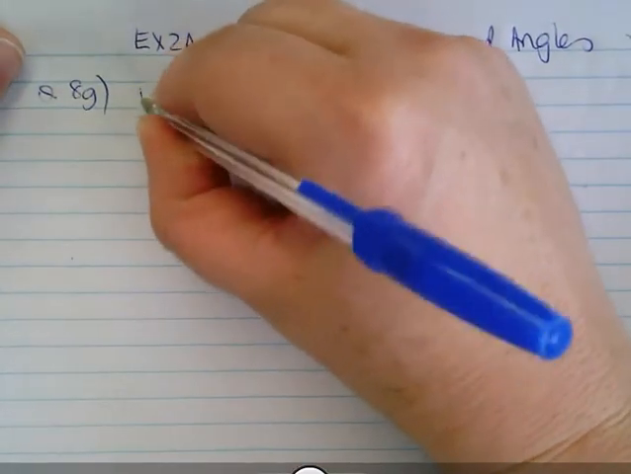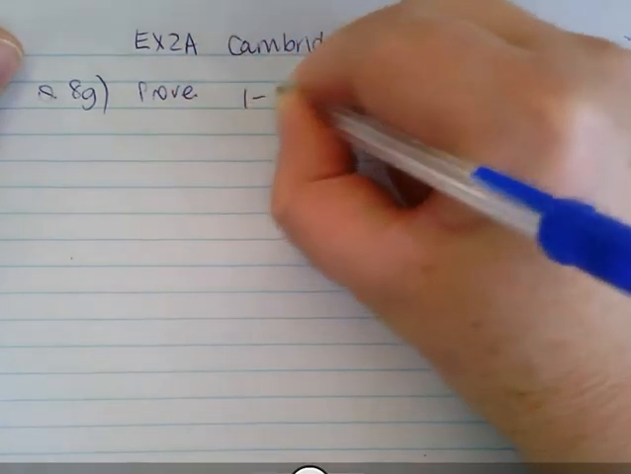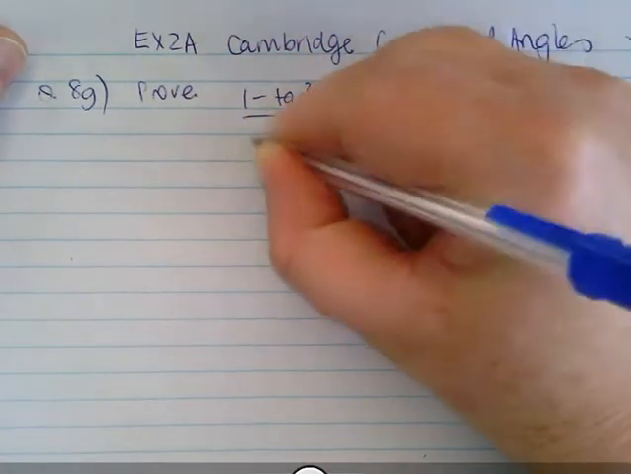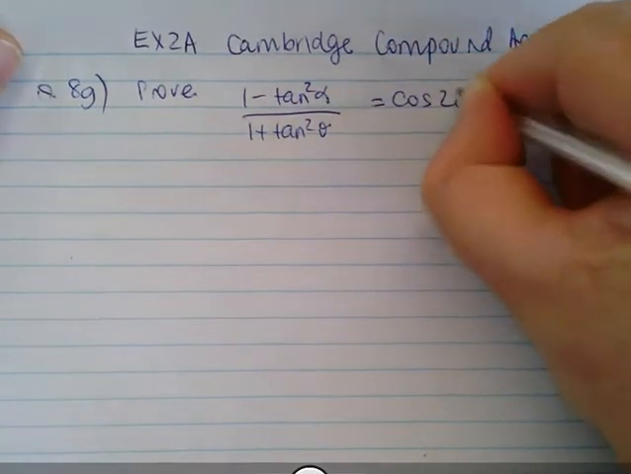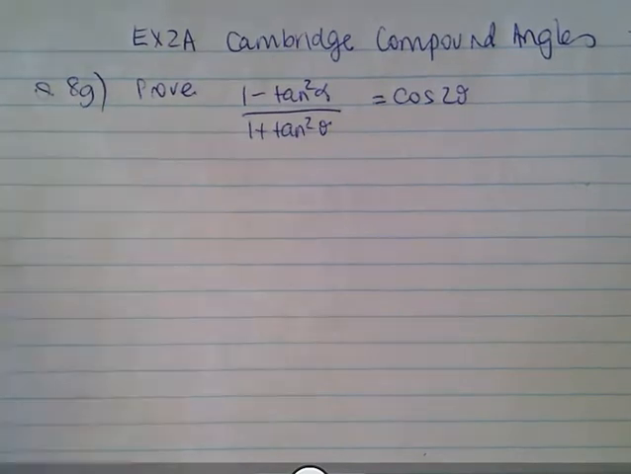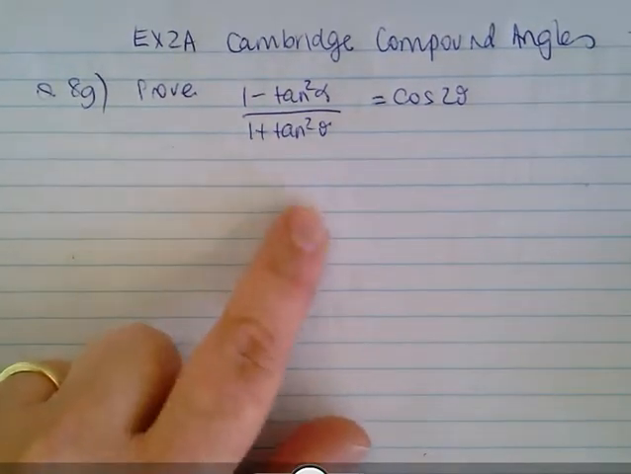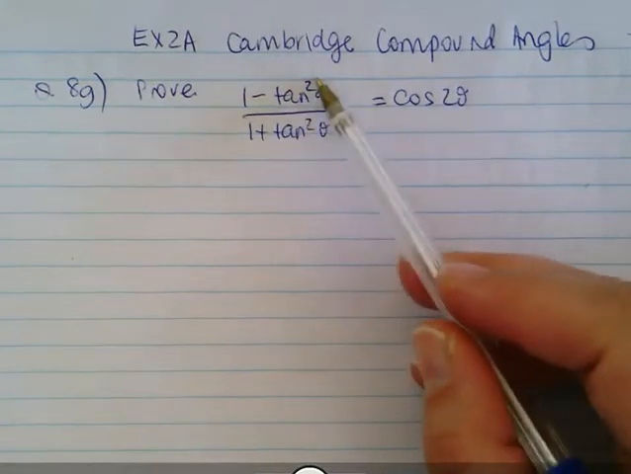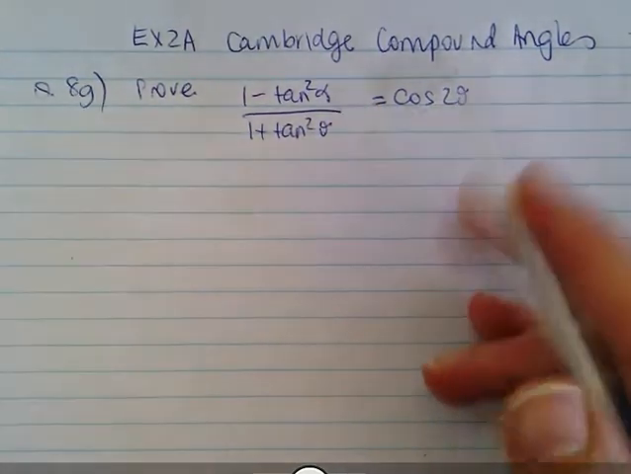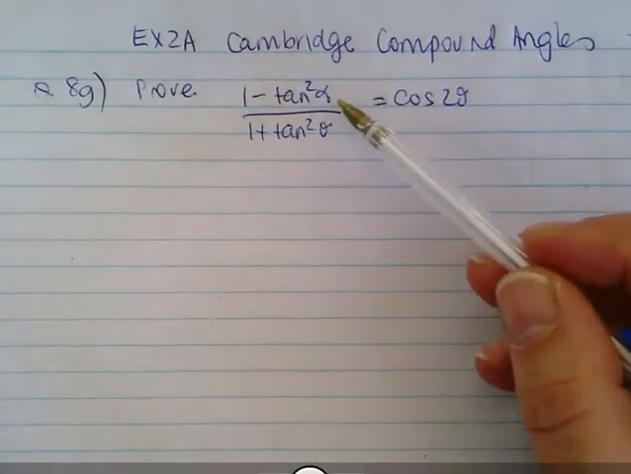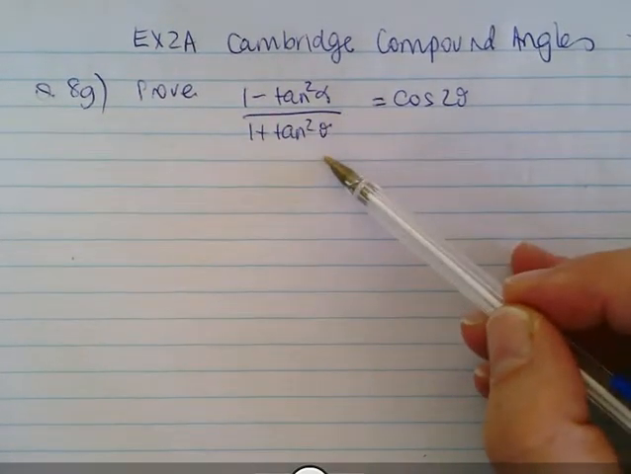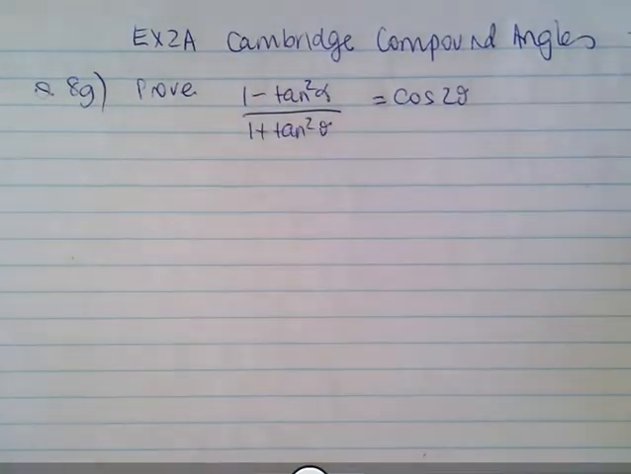Questions from Cambridge. Prove that 1 minus tan squared alpha over 1 plus tan squared alpha equals cos of 2 alpha. There's actually a few different ways you can do this. Yes, you can write them both as sine squared alpha on cos squared alpha. So we could write them all as sine squared alpha on cos squared alpha, and you can try it like that.